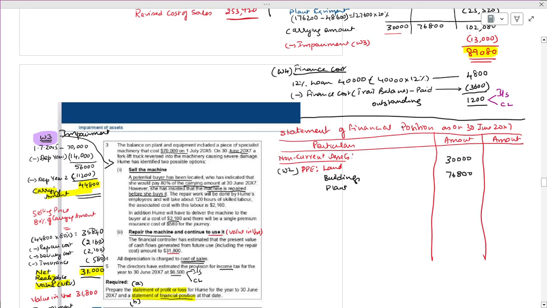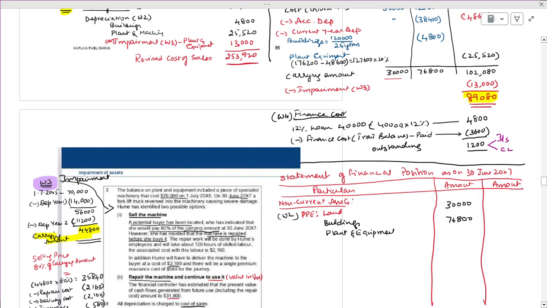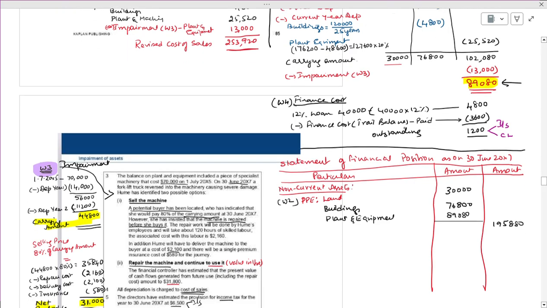Plant and equipment is how much? Not 102,800, the last value. There was impairment, is it right? Last value, how much? 89,080. How much total will you get? 30,000 plus 76,800 plus 89,080 is 195,880. Next, what we have to write?